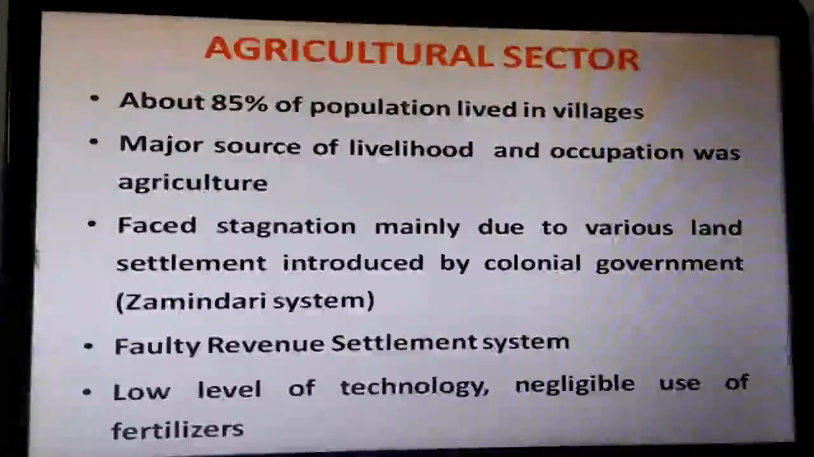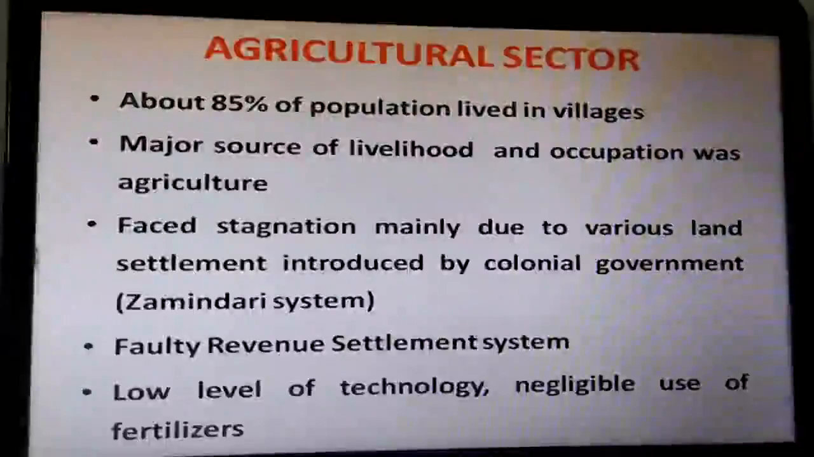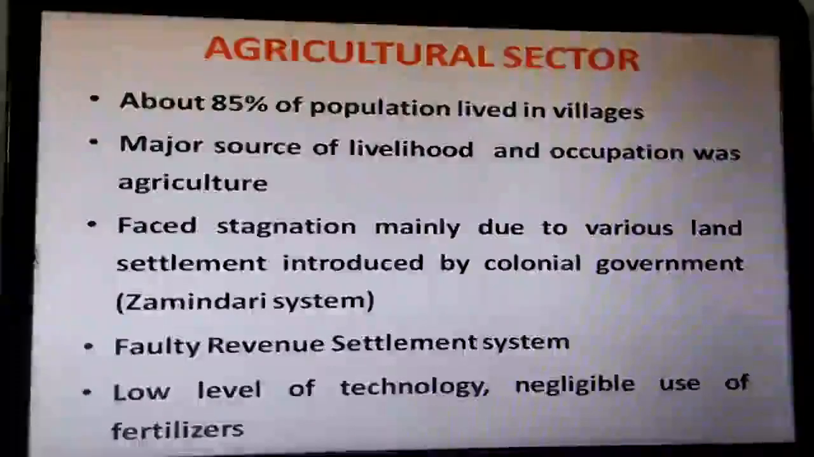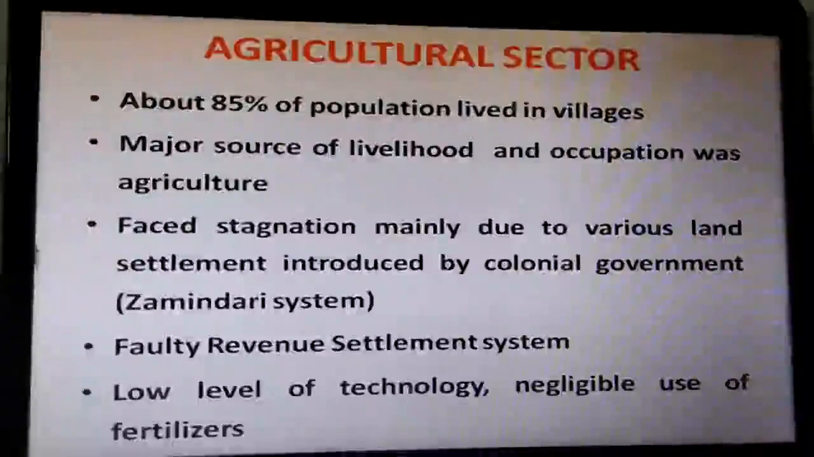Now, let's study how the agriculture sector was during the colonial rule. We all know that about 85% of the population lived in villages in India, and the major source of livelihood and occupation was agriculture. During this time, the Indian agricultural sector faced stagnation mainly due to various land settlements introduced by the colonial government, and one of them was the zamindari system. Under this zamindari system, all the profit accruing out of agriculture went to the zamindar instead of the cultivators. So cultivators were deprived of a profit share and a very minimum amount was given to them.